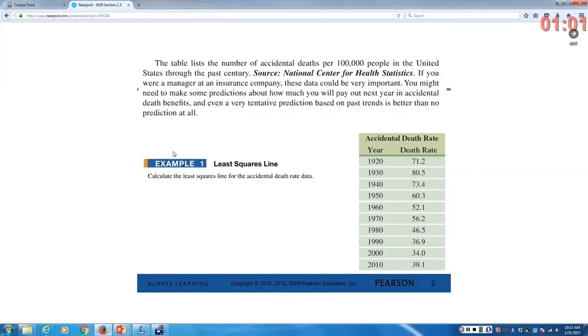This table, which you have in your notes, lists the number of accidental deaths per 1,000 people in the United States through the past century. And this actually is real data from the National Center for Health Statistics. If you were a manager at an insurance company, these data could be important, because the managers of insurance companies look at data and analyze data to set insurance rates.